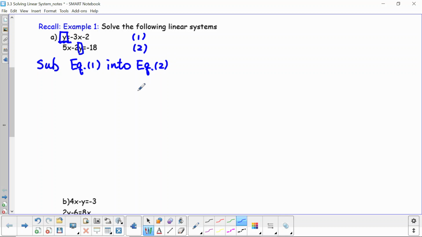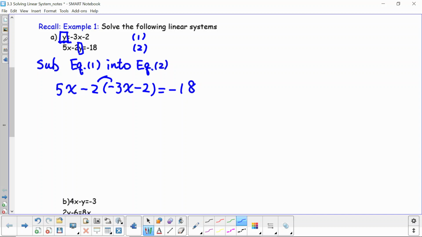The reason is we want to get rid of the variable y in the second equation. So we are going to have 5x minus 2, then the y we replace with its equivalent. y equals negative 3x minus 2, so we put negative 3x minus 2 here, equals negative 18. Then you will see we have only one variable left, and we know how to solve this linear equation. In order to solve it, we need to get rid of the bracket.